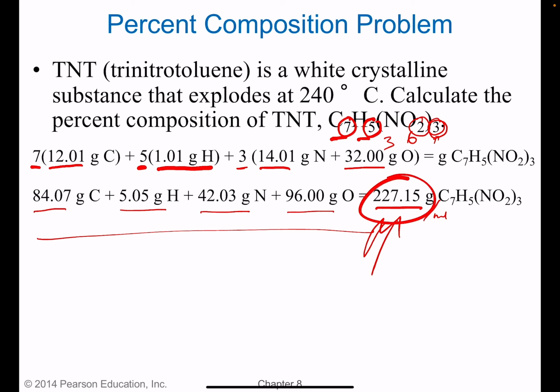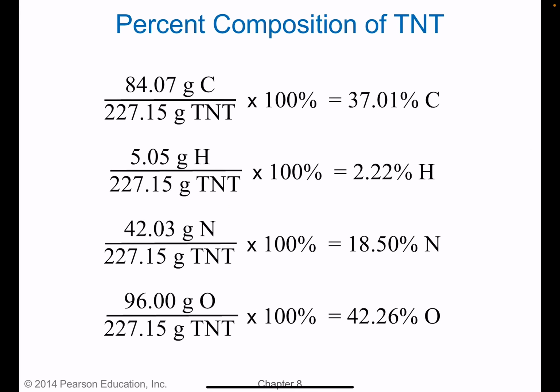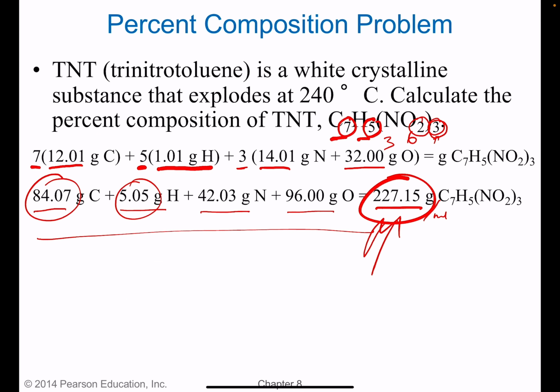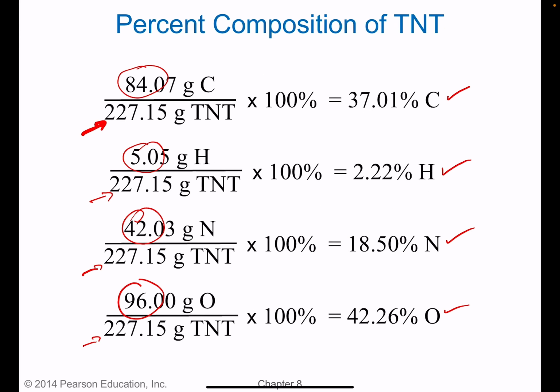Now we're going to use this 227 to do the percent composition part of it. So again, it's the part over the whole. The part of TNT that's carbon divided by the whole thing, the part that's hydrogen divided by the whole thing, the part that's nitrogen, and then the part that's oxygen. Notice here the 227 is the molar mass of our TNT, and then we've got 84, 5, 42, and 96 for carbon, hydrogen, nitrogen, and oxygen. So the same numbers that we had over here when we were adding up the molar mass. And then, of course, multiply by 100 in order to make it a percentage.